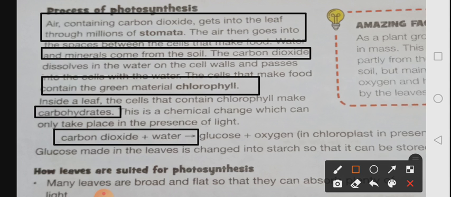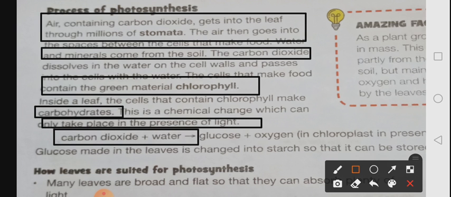Underline the word carbohydrates and above it do mention sugar. Plants make their food in the form of carbohydrates, and carbohydrates are a form of sugar. This is the chemical change which only takes place in the presence of light. Photosynthesis cannot take place without light. Please underline it, that it only takes place in the presence of light.